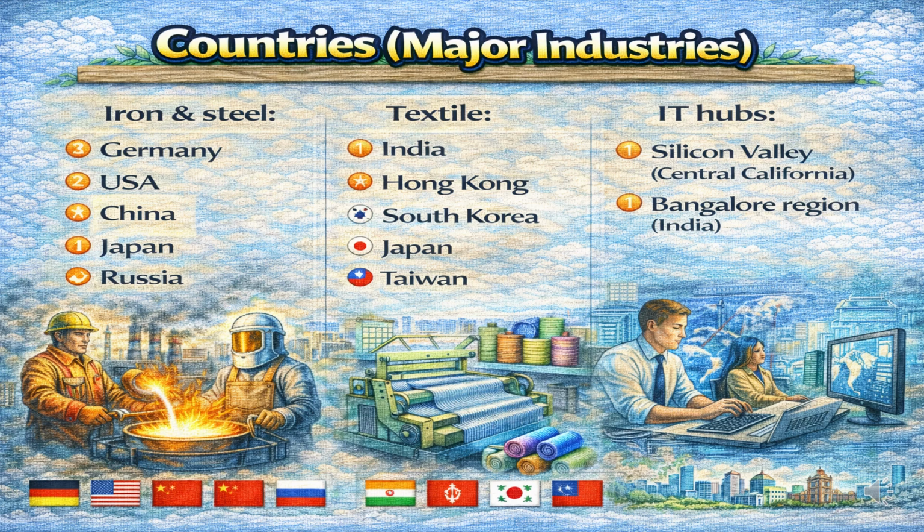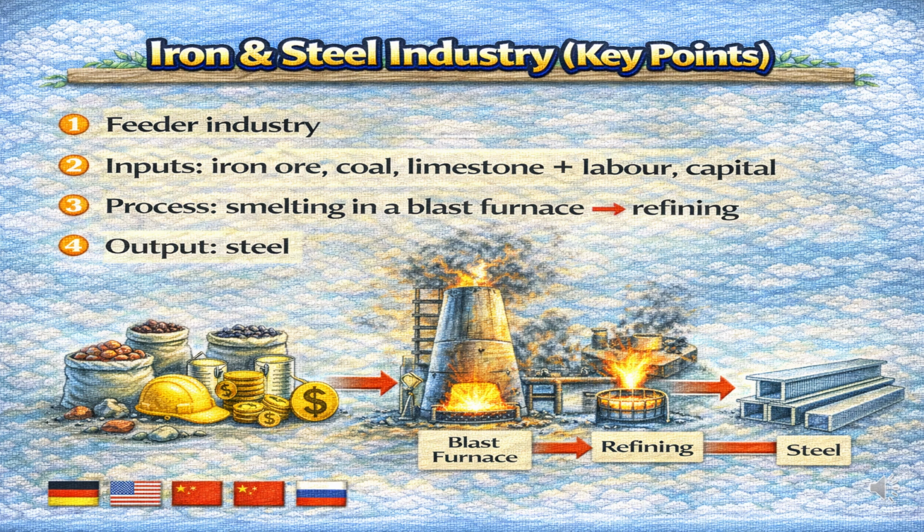Now among all these industries, one industry is called the mother of all industries. That is the iron and steel industry. The iron and steel industry is called a feeder industry. Do you know why? Because it supplies steel to many other industries like cars, machines, buildings, trains, and tools. Now let's understand the main parts.